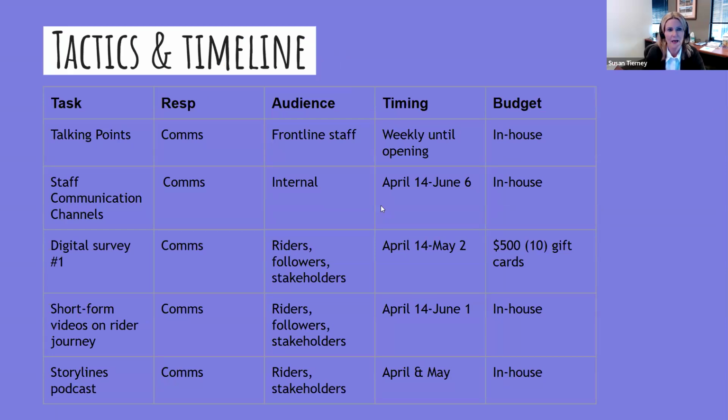So, tactics and timeline. I will go through this. First of all, we are going to continually be providing our frontline staff with talking points each week and update them as we need to. That will be provided in-house. We will also be utilizing our staff communication channels such as WebEx chat, memos, email, and our digital billboards, and that will continue. We'll begin April 14th and go through the opening date.